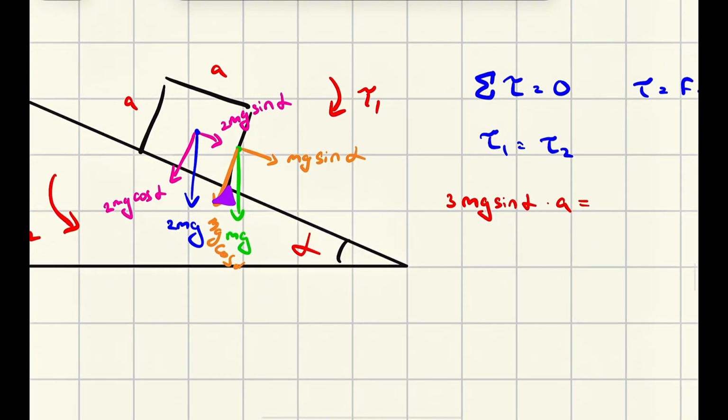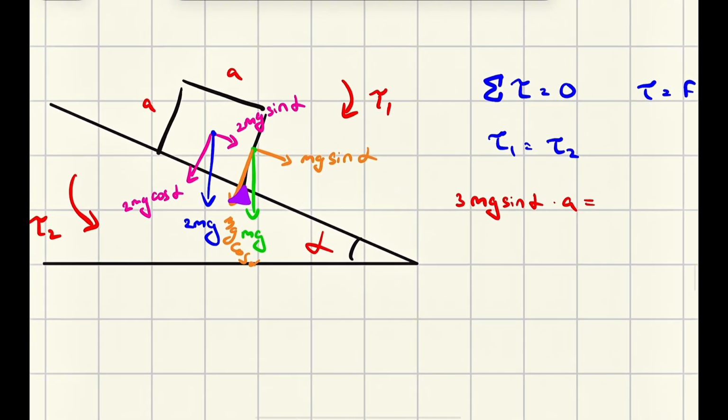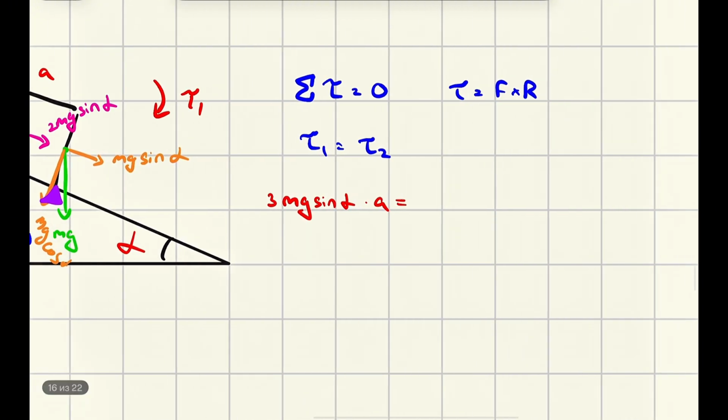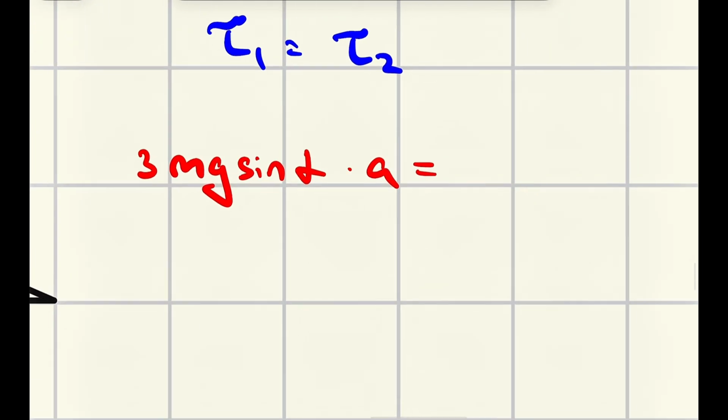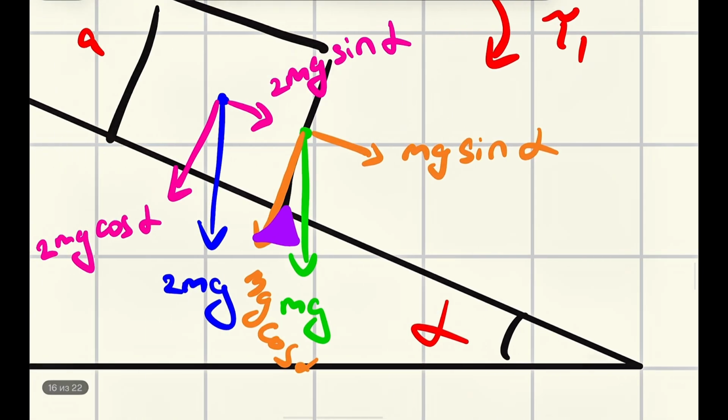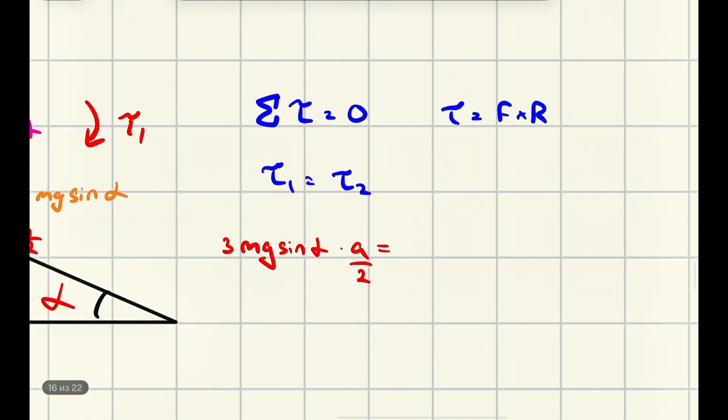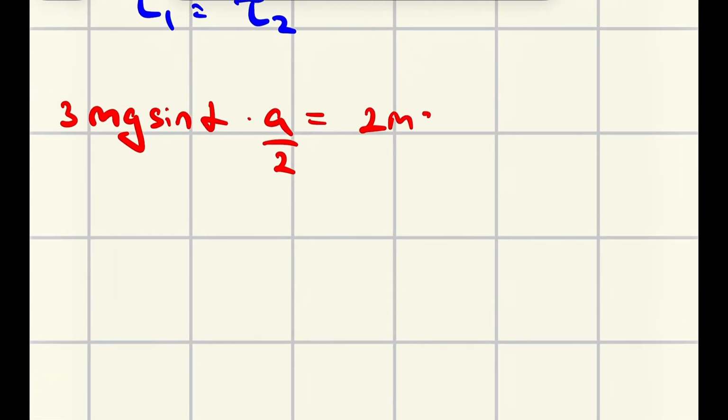And here we have torque 2, which is 2 mg cosine alpha, and it is also a distance. Okay, I'm sorry, not a, but a divided by 2. Because here this entire part is a, but the force is just in the half of it. This distance is a divided by 2, and also this small distance is a divided by 2 as well. Okay, 2 mg cosine alpha is here, and also the same distance, a divided by 2.